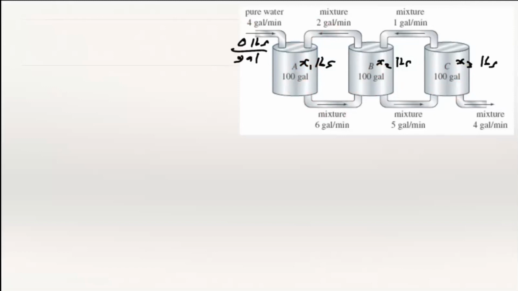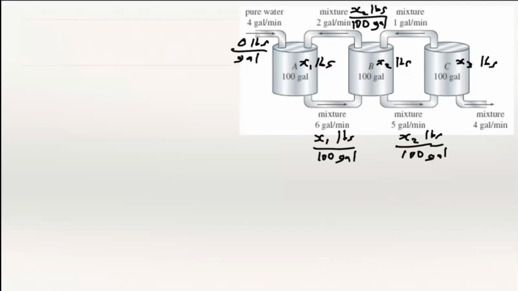So this pipe has x1 pounds of salt per 100 gallons. This pipe here, that's going from tank B, and it has x2 pounds of salt per 100 gallons. This has also x2 pounds of salt per 100 gallons flowing out of tank B. This one has x3 pounds of salt per 100 gallons flowing out of tank C. And this one is also flowing out of tank C with also x3 pounds of salt per 100 gallons. And now we can begin to set up.